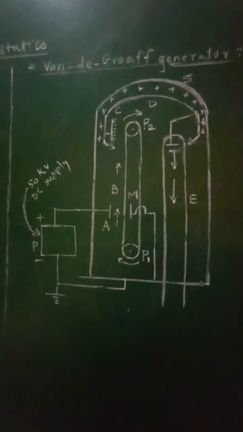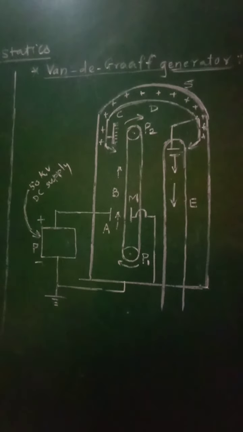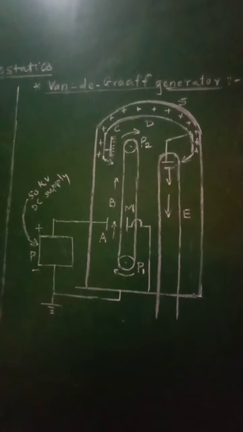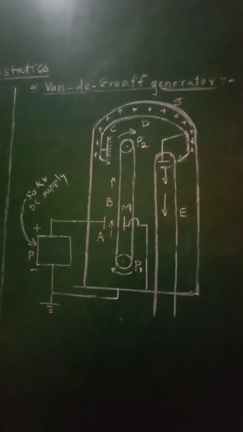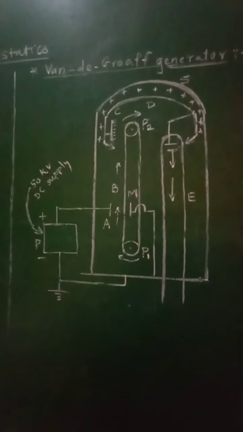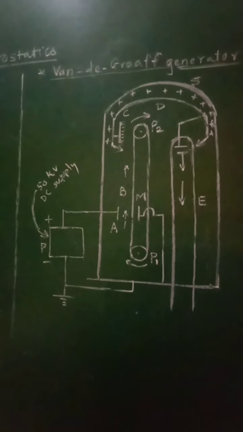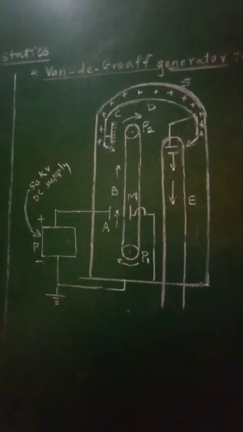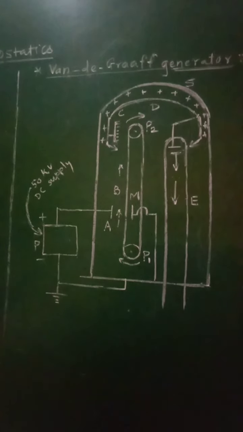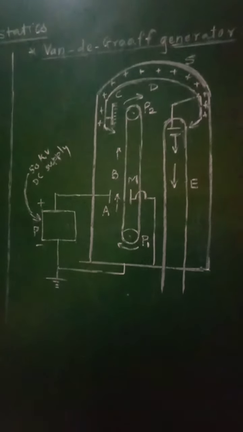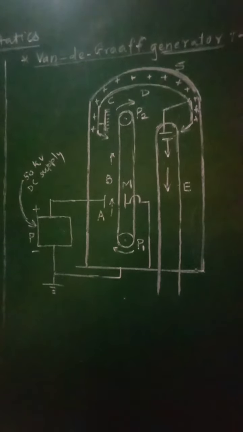Now, what are the uses of this generator? First, it is used to carry out the disintegration of nuclei of different elements. Second, it is used to produce radioactive isotopes. Third, it is used to study nuclear structure.